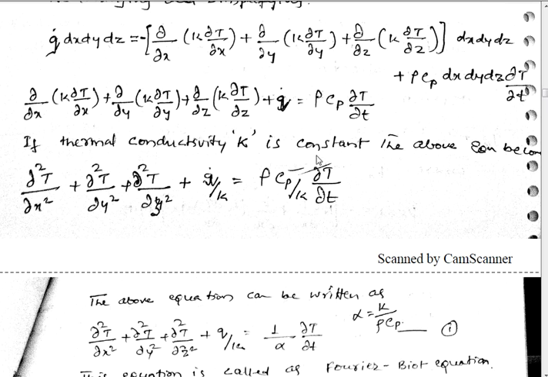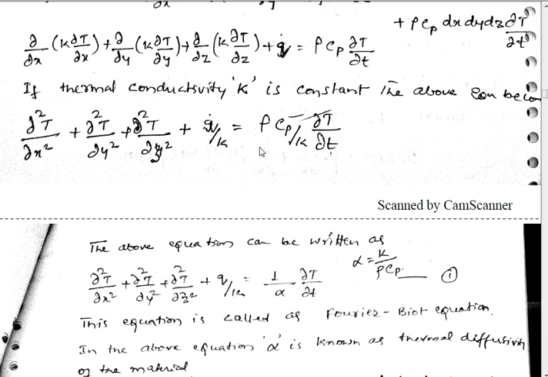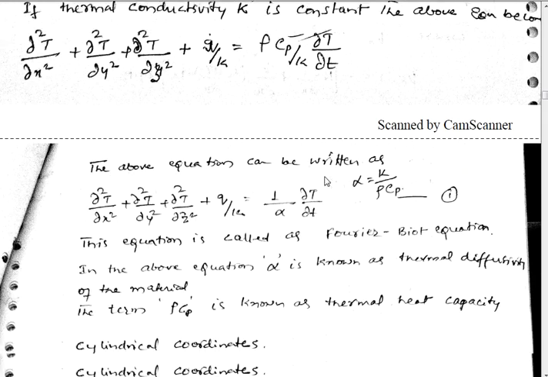If the thermal conductivity k is constant, not variable with temperature, then we can take it outside and send it to the other side. This k can be taken outside and sent to this side if it is constant. Then this equation can be written as ∂²T/∂x² plus ∂²T/∂y² plus ∂²T/∂z² plus q dot by k is equal to ρ cp by k ∂T/∂t.